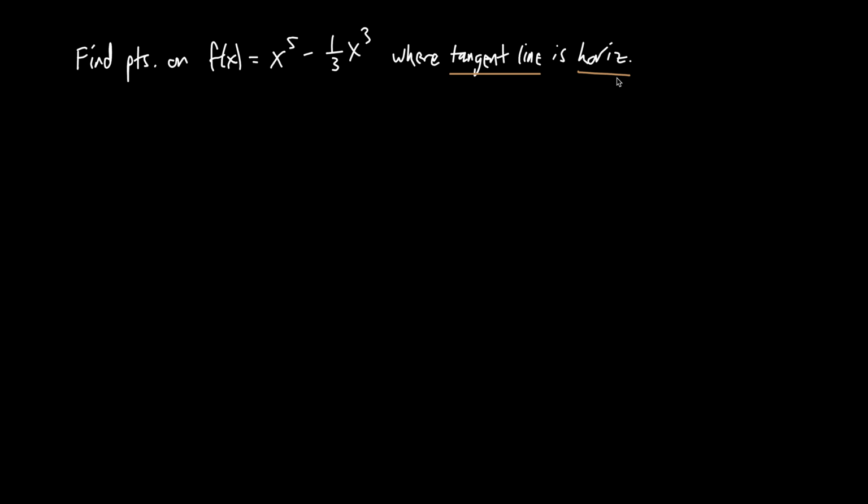What does this mean? Well, I know that the tangent line has something to do with the derivative, right? So the slope of the tangent line is the derivative. And I know that if it were to be horizontal, think about a horizontal line here, horizontal lines have a slope equal to 0. So what it's asking me to do is find the points on this function, on this curve, where my derivative is going to be 0, right? So the tangent line being horizontal means the derivative is going to be 0.